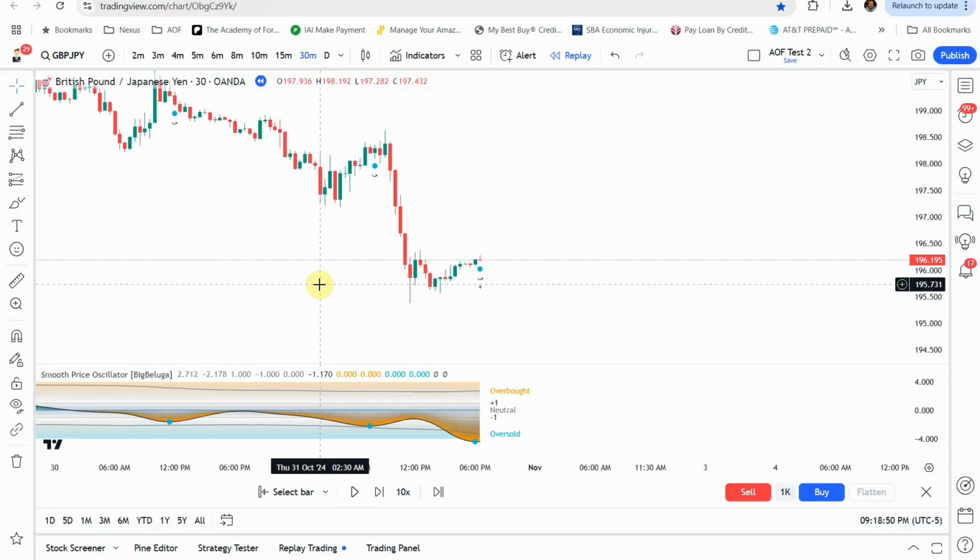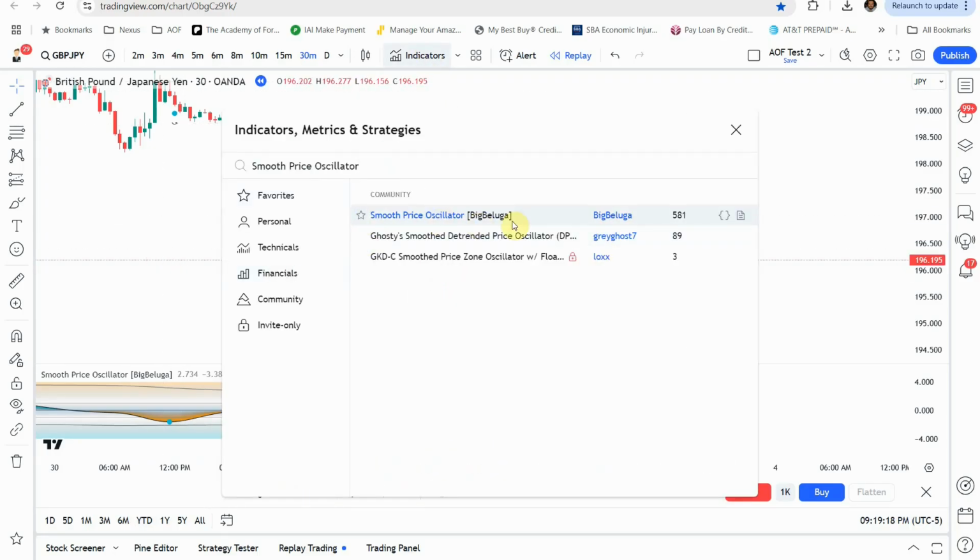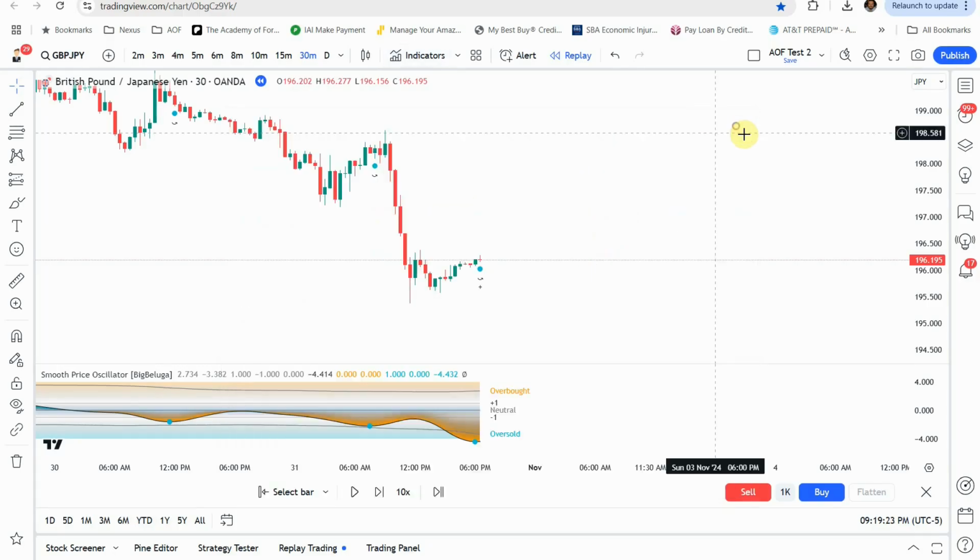Alright, as I said, today we will be testing a Forex day trading indicator. And so the source video says this oscillator shows exactly where the trend is reversing. And so of course we're going to put that to the test and see if this indicator does give us some nice reversal signals. And so the indicator that we have on screen is the smooth price oscillator, and it's going to be this one right here by Big Beluga. Go ahead and click on that and add it to the screen.